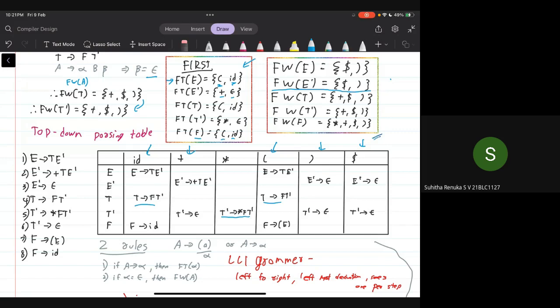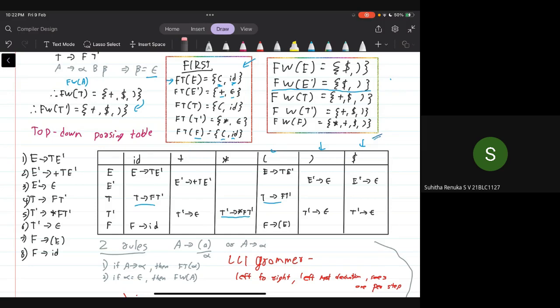For epsilon, you need to find the follow of T dash, which is plus, dollar, and close bracket. Then you have to write the rule under plus, closing bracket, and dollar. Under all these symbols I need to write this rule: T dash goes to epsilon. Okay, now do the same for F. I've written it in plus.